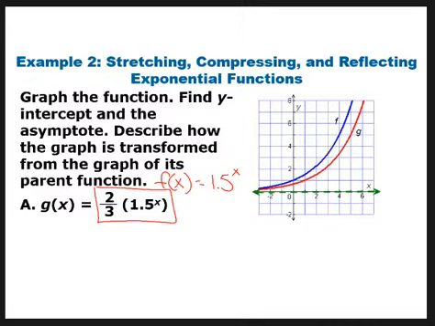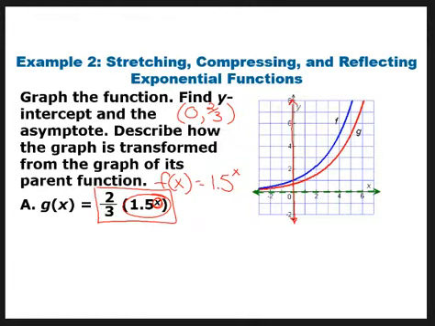Because remember, if you have anything that is on the y-axis, its x value is going to be 0. So if you fill 0 into your function, whatever's left is going to be my y-intercept. Well, if I put 0 in for x, this whole 1.5 part ends up being 1, because 1.5 to the 0 is 1. 1 times 2/3 gives me 2/3. So my y-intercept is the point (0, 2/3). Or if you just wanted to say 2/3 is your y-intercept, that would work too.